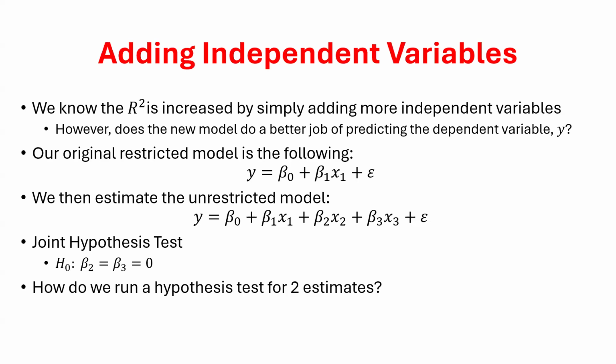Well, what if I add in multiple variables at the same time? Let's say I have this original naive regression model, where I'm just trying to predict y with one x variable. That's probably going to have a pretty low R squared because there's probably more than one thing influencing the value of y. So I add in additional variables, x2 and x3, but I want to know, when adding them at the same time, does it have joint significance?